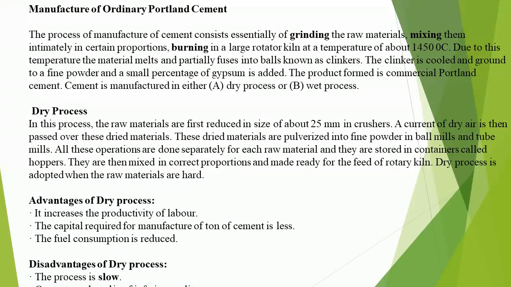Advantages of dry process. It increases the productivity of labor. The capital required for manufacture of a ton of cement is less. The fuel consumption is reduced. Disadvantages of dry process. The process is slow. Cement produced is of inferior quality.